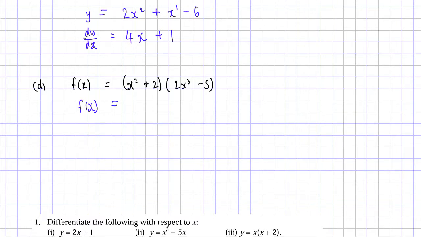So x squared times 2x cubed, so that's going to be 2x to the power of 5. x squared times negative 5, that's going to be minus 5x squared. And 2 times 2x cubed, that's going to be plus 4x cubed. And 2 times negative 5, that's going to be minus 10. Okay, now I need to look to see if I can simplify this. I can't, because these are all different powers and I have minus 10 there.